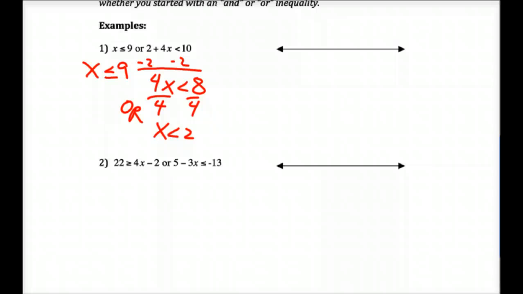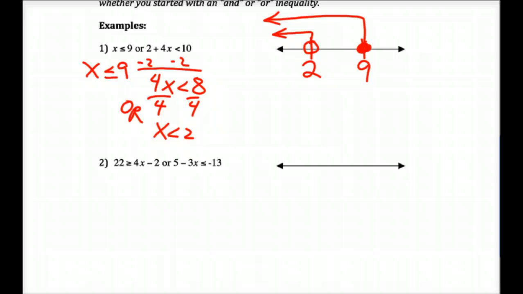x is less than or equal to 9, or x is less than 2. Watch this. Throw your 2 and your 9 on your number line. Does everybody agree? I'm going to do one at a time. There's x is less than 2. There's x less than or equal to 9. Since it's an or.